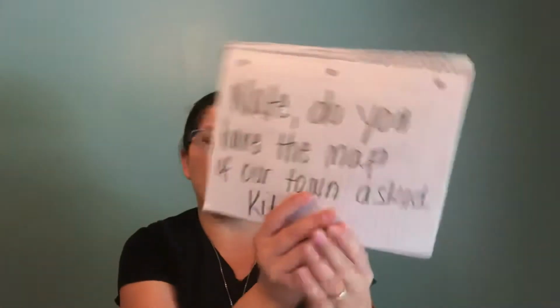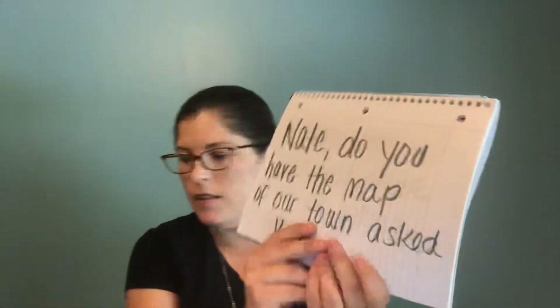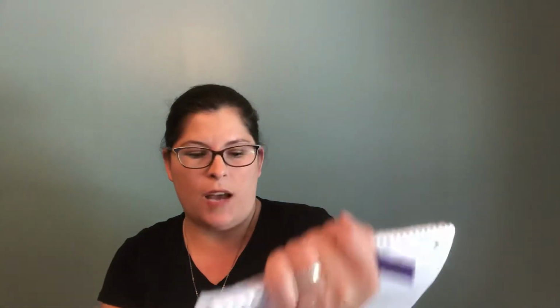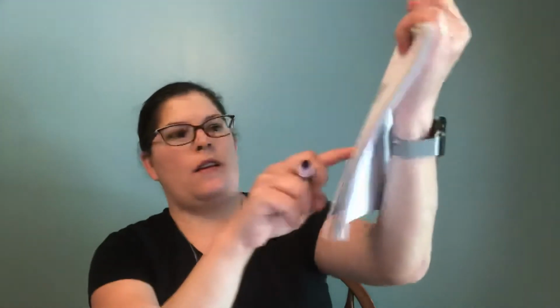So let's take a look at, oh, I skipped that. Nate, do you have the map of our town? Asked Kit. Well, first of all, somebody's talking to Nate, so we're going to start our quotation marks. "Nate, do you have the map of our town?" Asked Kit. We're going to have a comma right here. And then the rest of our quotation mark, asked Kit, with a period at the end.